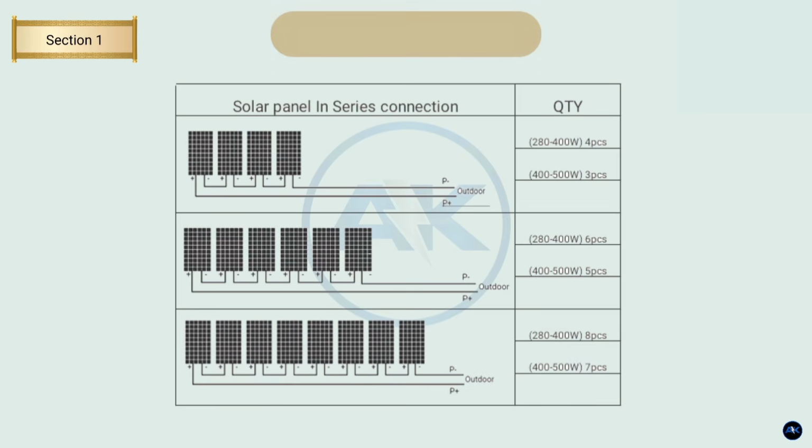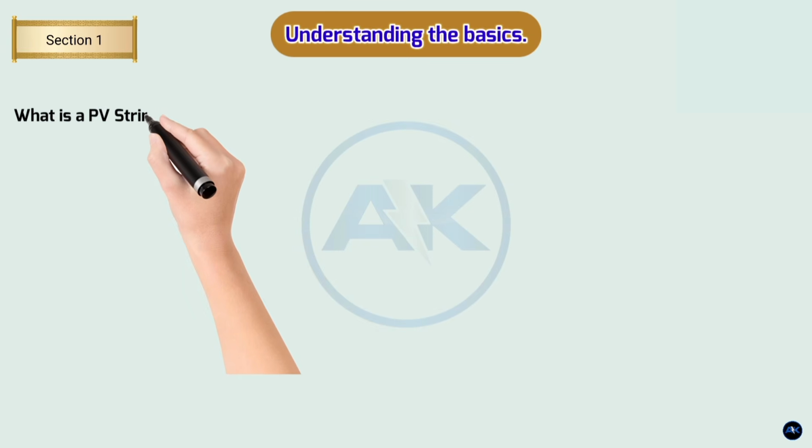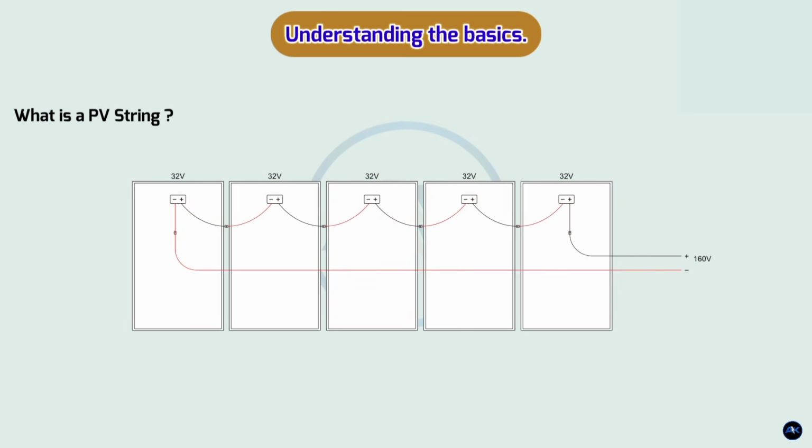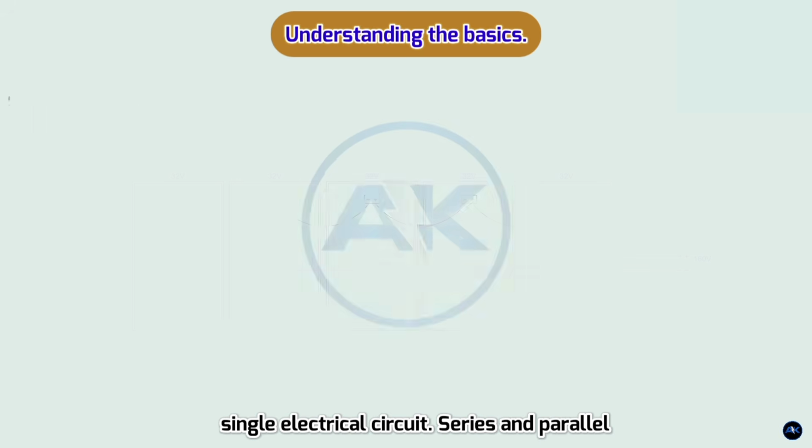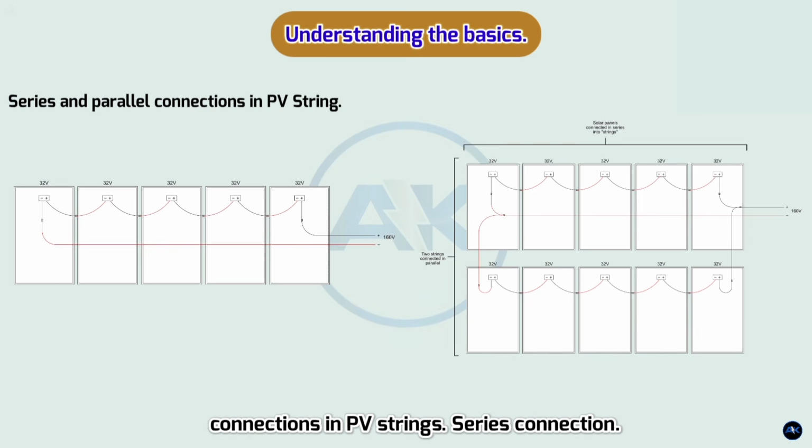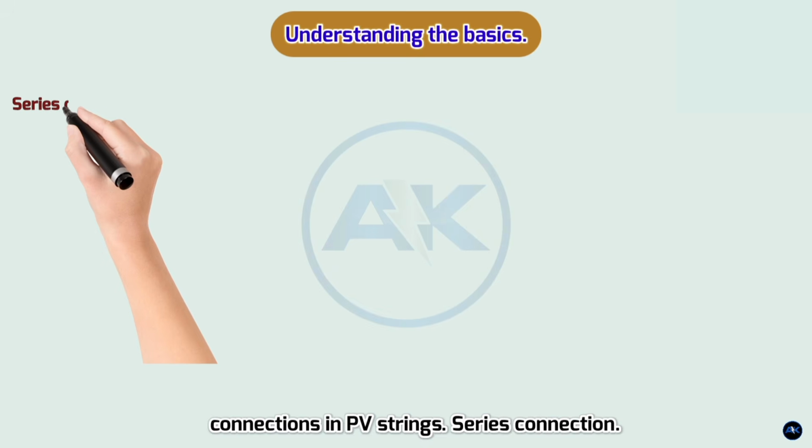Section 1. Understanding the basics. What is a PV string? A PV string is a series of solar panels connected together to form a single electrical circuit. Series and parallel connections in PV strings. Series connection. How it works.